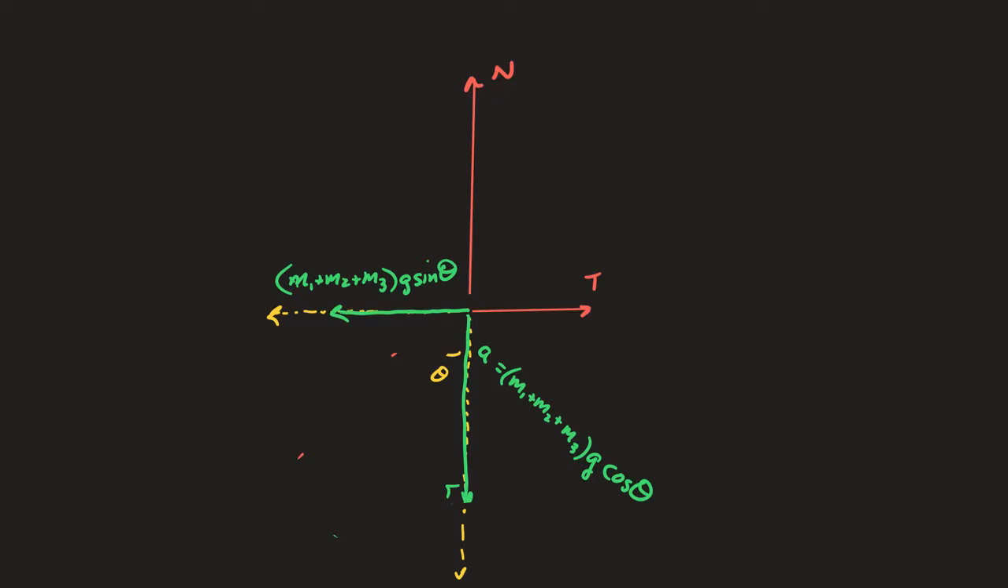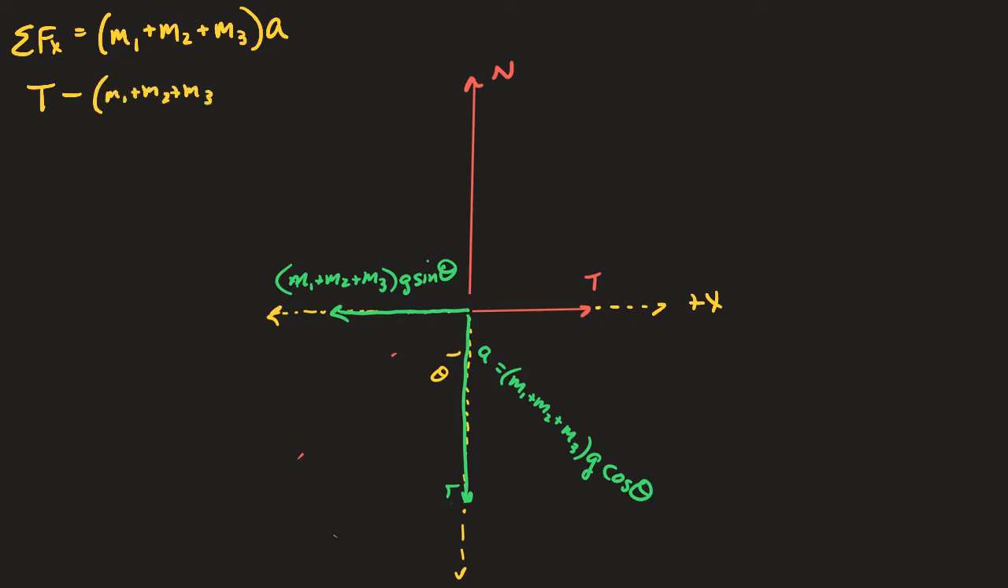So, getting back to the task at hand, net force in the x direction, which is this direction, is going to be equal to MA, but M is all three of those boxes. There are two forces in the x direction. Tension minus M1 plus M2 plus M3. I should just call these capital M. It would be much easier.